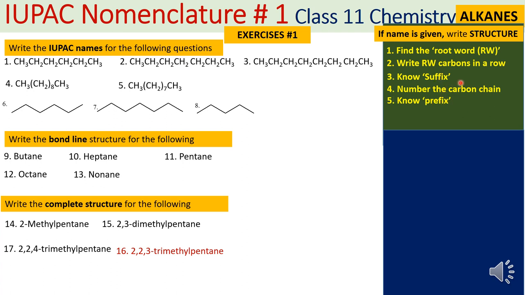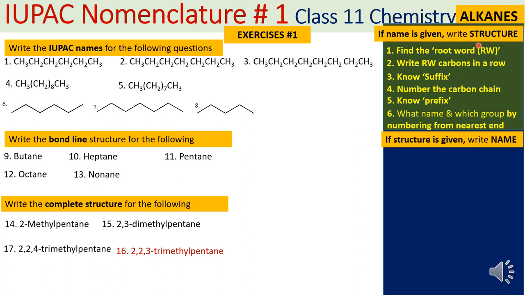If at all there are any groups other than carbon and hydrogen, which correspond to the root word, then they will be named as a prefix. Which group is present will be known by numbering from the nearest end of the carbon chain of the root word. Suffix will give the root name, so we have root word plus suffix, and in some cases there may be a prefix. So if the name is given, this is how you have to write the structure.